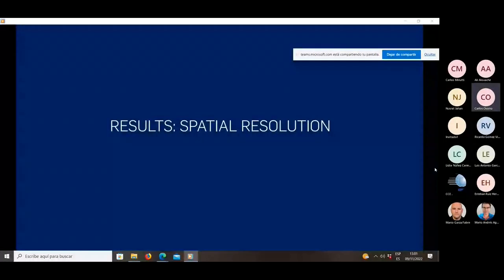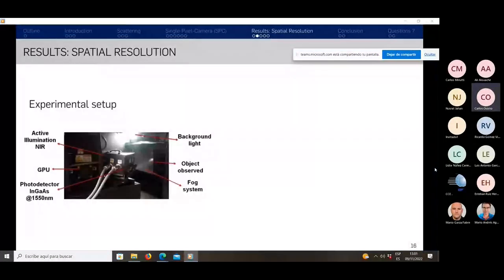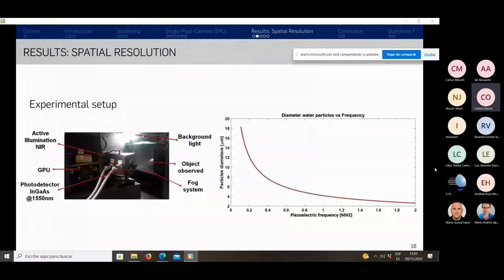Results: spatial resolution. The experimental setup, the near-SPI system, the best taken as a control system for emulation of fog and background conditions. The target to be placed in the black box.